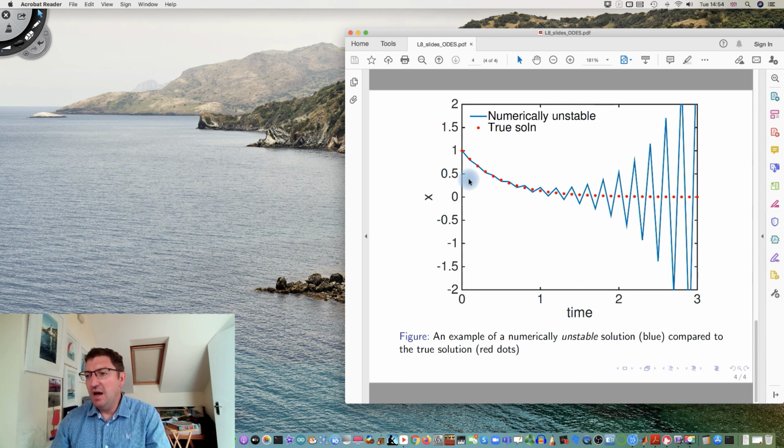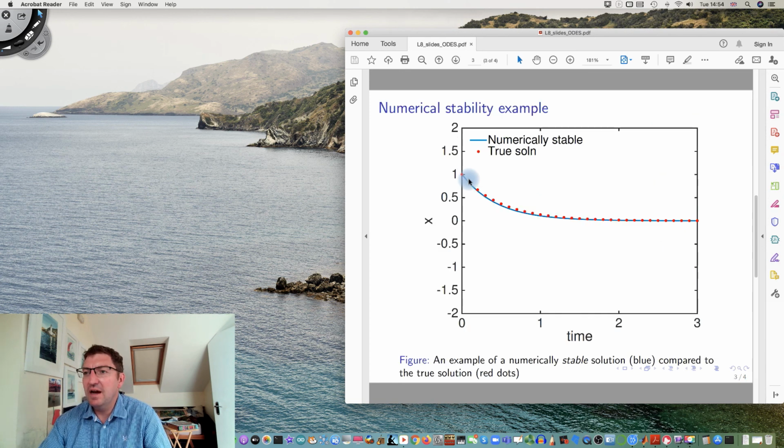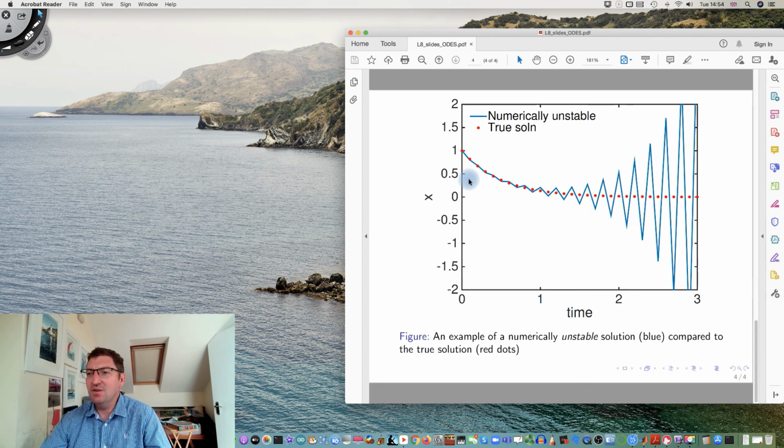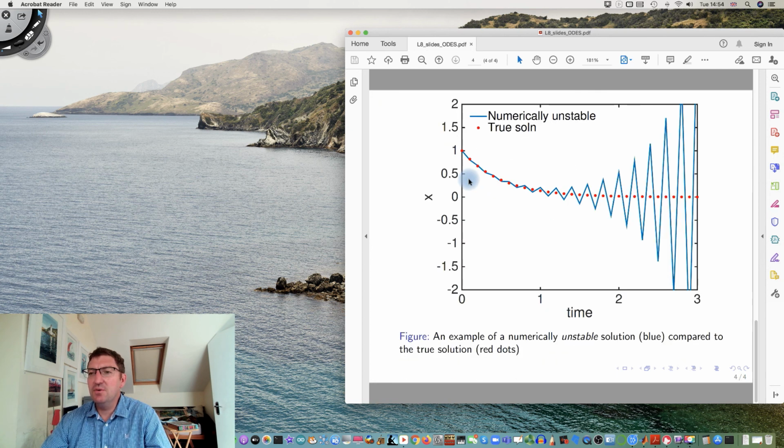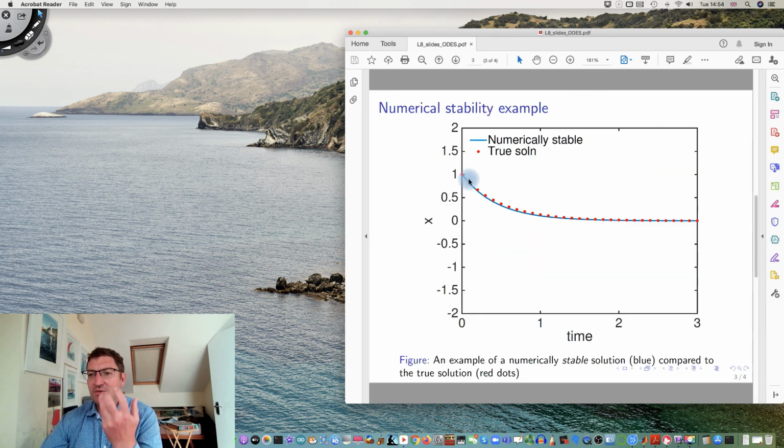Okay, so I'm going to stop now because I think this is conceptually quite a big idea. What I would advise before the next video is looking again at these two pictures that are in the lecture notes as well, of course, and try to fix those in your mind as examples of numerical instability. Okay, and I'll see you next time.